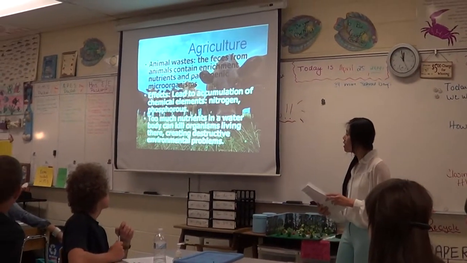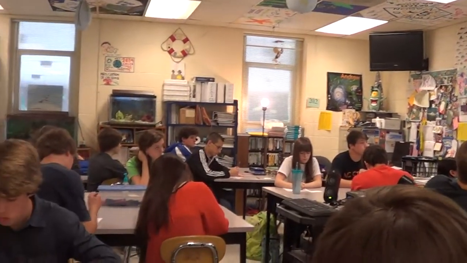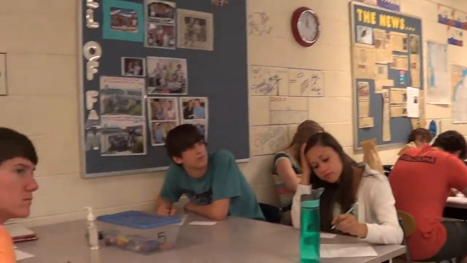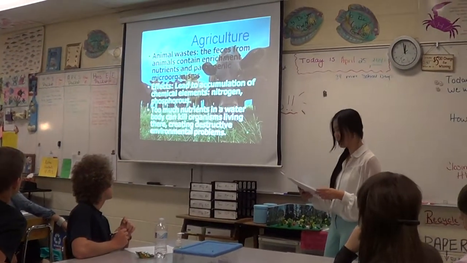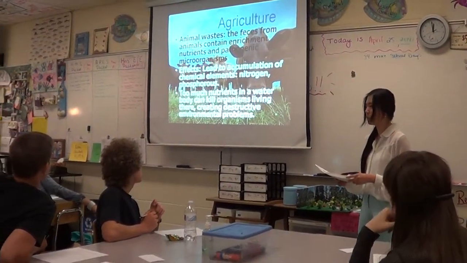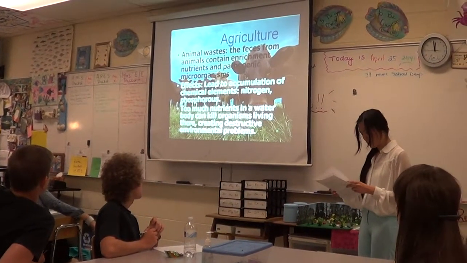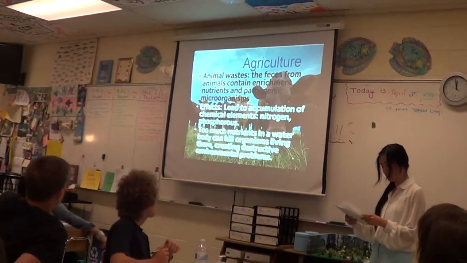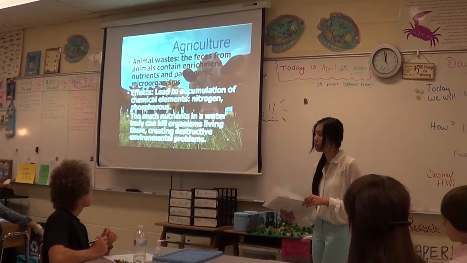Animal waste is one of the three main things in agriculture. The feces in animals contain enriched nutrients and pathogens and organisms in there. The effect is that it leads to accumulation of chemical elements like nitrogen and phosphorus. And excess nutrients in the water body can kill organisms living there, creating destructive environmental problems.